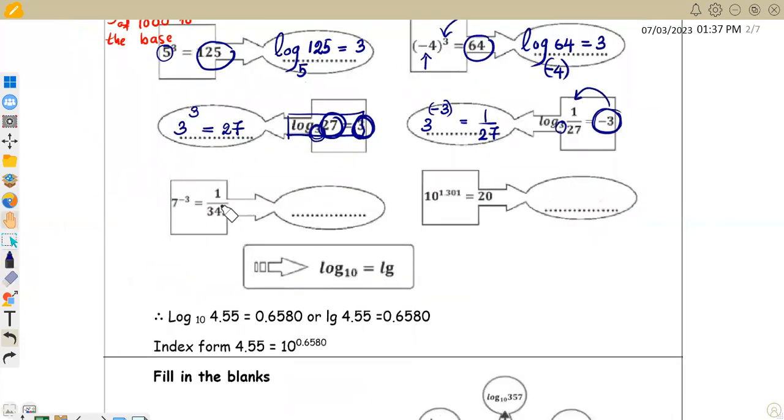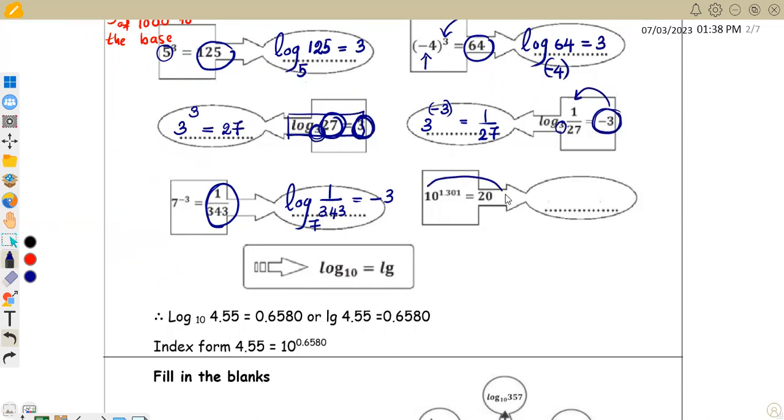Then after, look at here. This is given in index form. Then to convert to log form, we write the base at the end of the log. Then it is 7. The answer in the index form is written within the log term in the log form. Then the index in the index form is written as the answer in log form. This is read as logarithm of 1 over 343 to the base 7 equals minus 3.